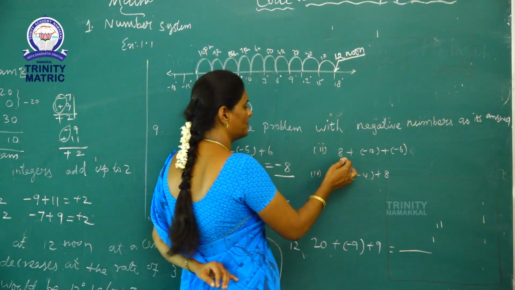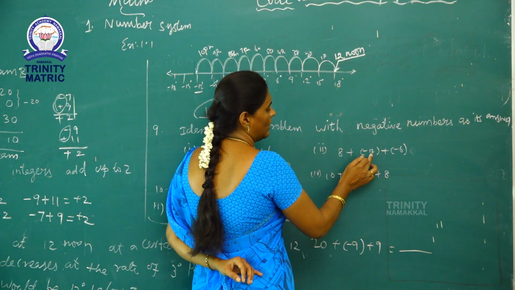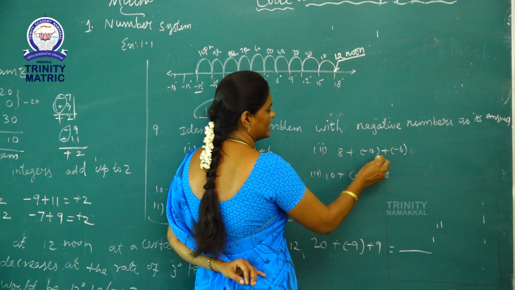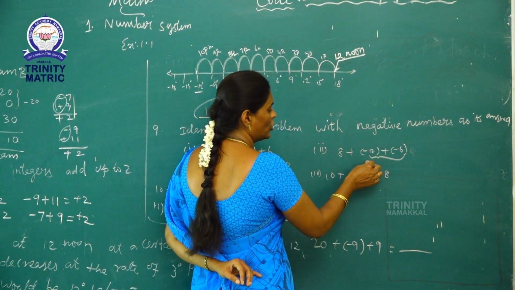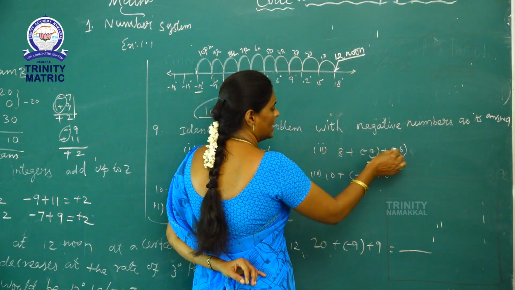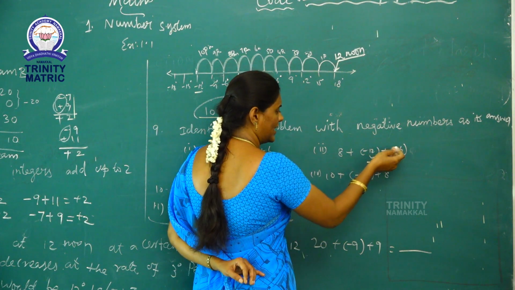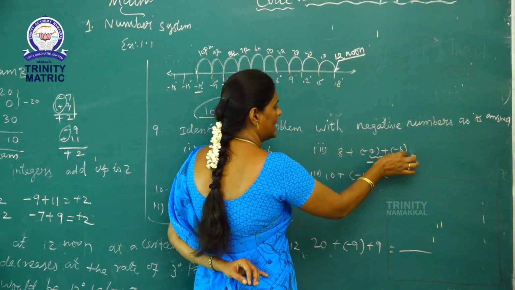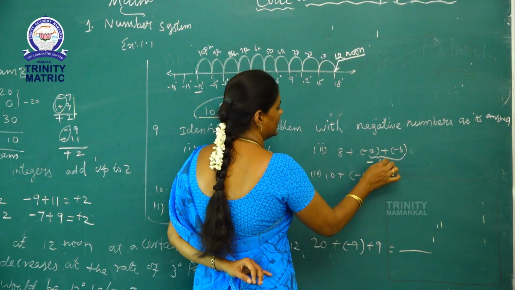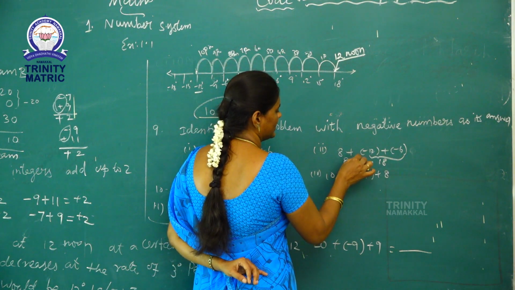Then option 2, see here, 8 plus minus 12 plus of minus 6. Here these two integers are the same negative integer. So put the same sign in the answer. Now here the signs are same, we add the integers. 12 plus 6, 18. Here 8 you write as it is.